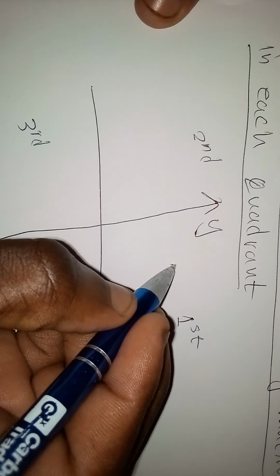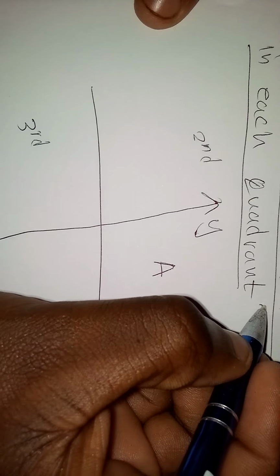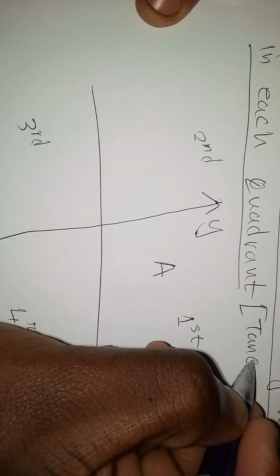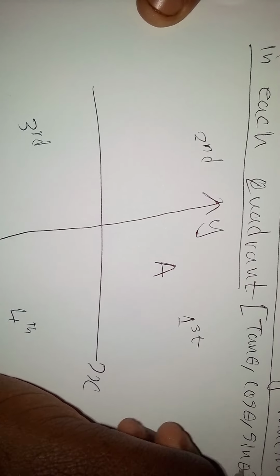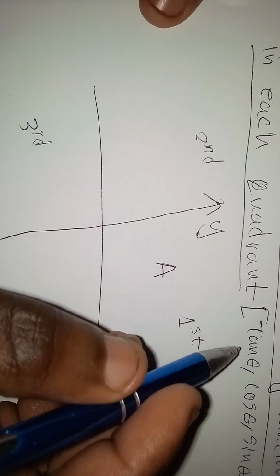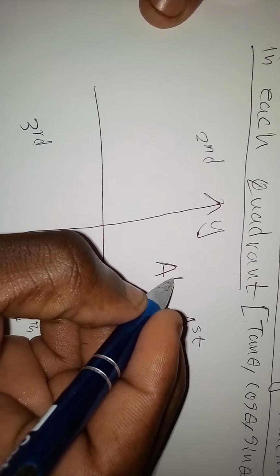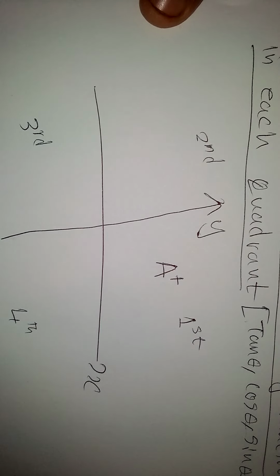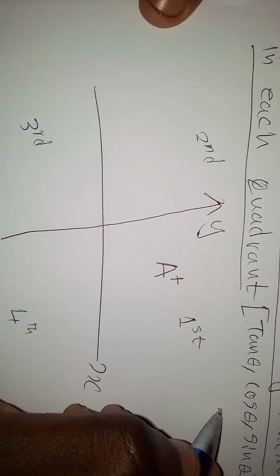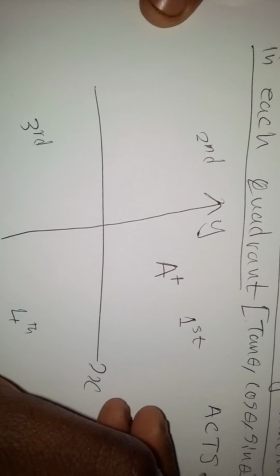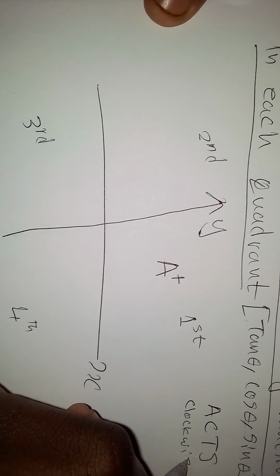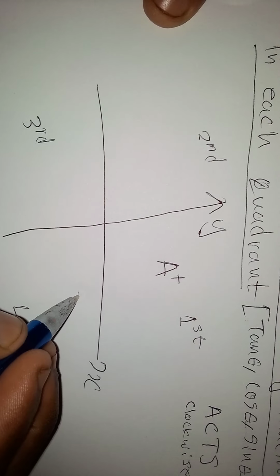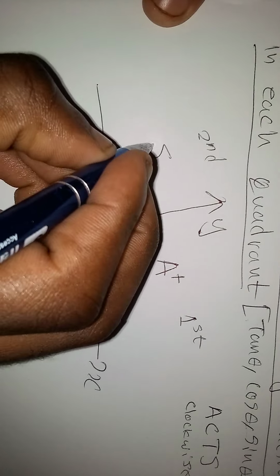So in the first quadrant, all the three basic trig functions, which I'm referring to here, are tan theta, cos theta, and sine theta. In the first quadrant, all three basic trig ratios are positive. So that's A: all the three basic trig functions are positive. We are using the initials A, C, T, S, going in the clockwise direction. So that is A, C, T, S.